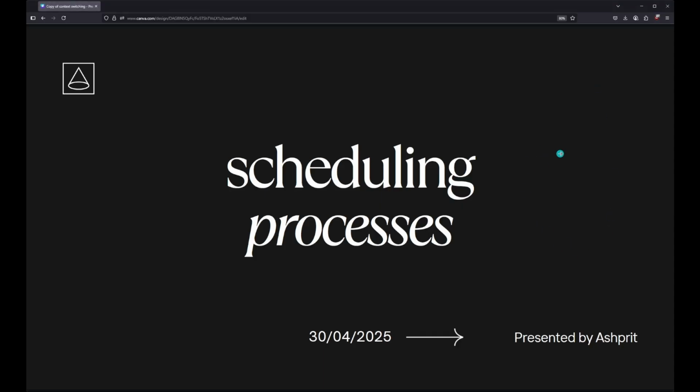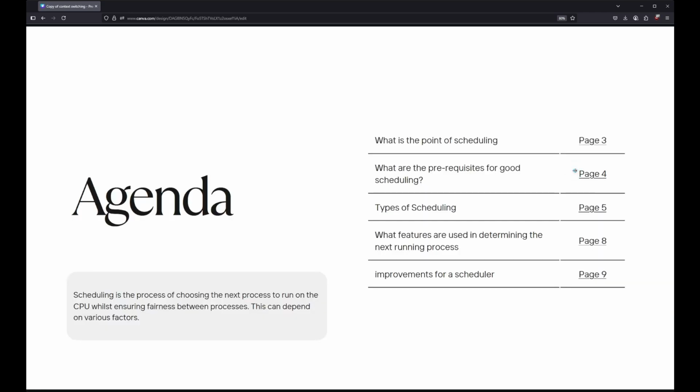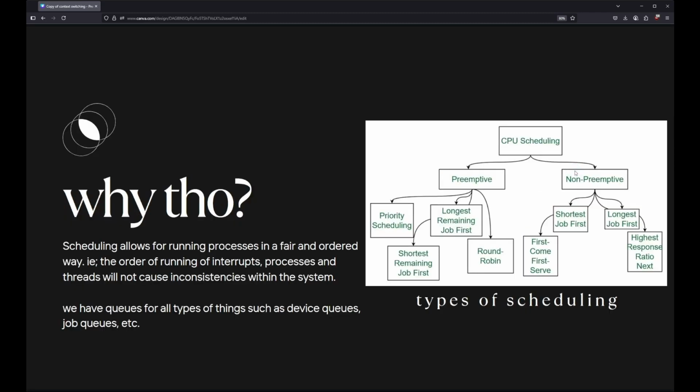Right then. So yeah, we're going to be covering scheduling processes today. So what's on the agenda? Firstly, what is the point of scheduling? What are the prerequisites for good scheduling? The types of scheduling, what features are used in determining the next running processes during scheduling, and how we can improve a scheduler. So first of all, what is scheduling?